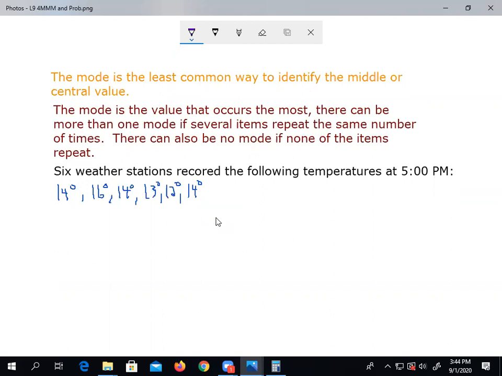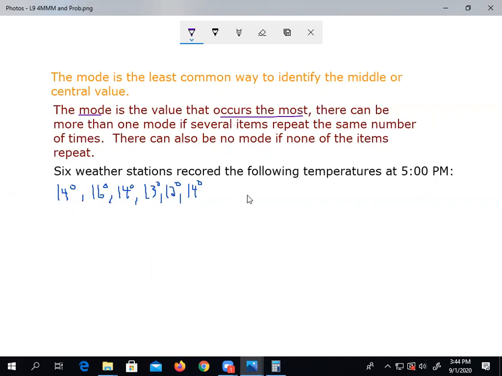So the mode is determined this way. The mode is the value that occurs the most. There can be more than one mode if there are several items that repeat the same number of times. There can also be no mode if none of the items repeat. So that's where the mode is a little tricky. So again, it's basically the item that occurs most. But if more than one item occurs most, then we have more than one mode. But if none of the items occur most, then we just say there is no mode.